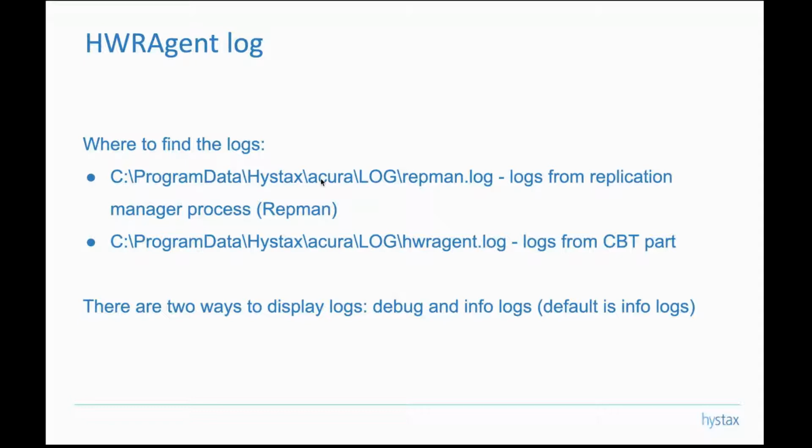Two logs can be found right over there: Replication log and HWR agent log. The first one will have information from the replication manager, like interaction with Acura. These parts will be in the replication log, and the CBT parts, about getting the changes, the blocks of changes, and so on, will all be in the HWR agent log.